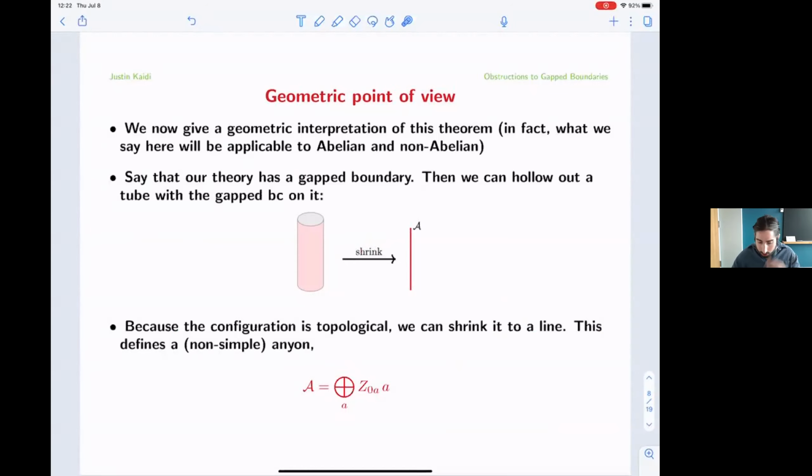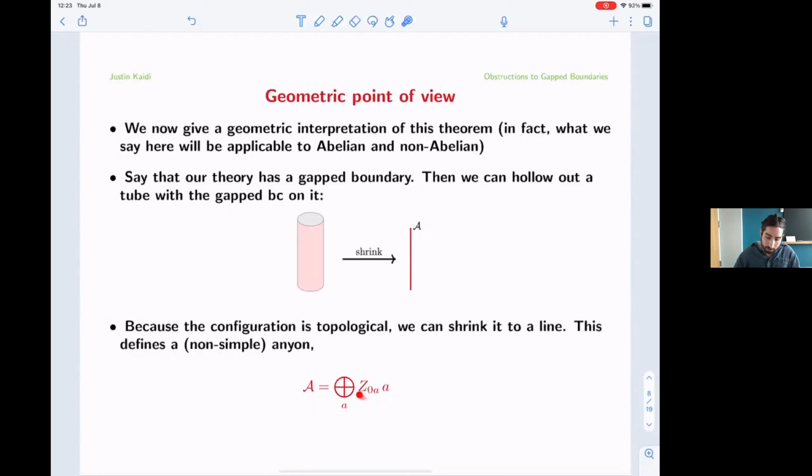Okay, great. So all right, let's say that our theory does have a gapped boundary. If our theory has a gapped boundary, then we can just go ahead and hollow out a tube, an empty tube, and put the gapped boundary condition on the empty tube. Now, because the tube has gapped or topological boundary conditions on it, I can shrink the tube and expand the tube however I want, and nothing's going to change. So in particular, I can shrink it down to a line, and then it should define an anyon in the theory. And I'm going to call that anyon fancy A. So this fancy A is not necessarily simple. It's going to be a sum over the anyons little a of the theory.